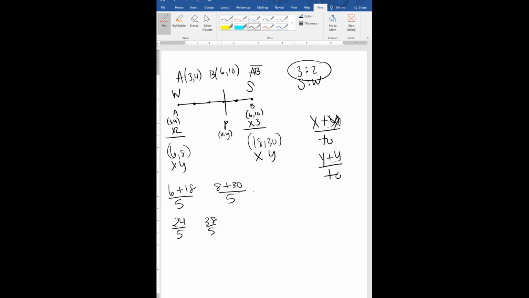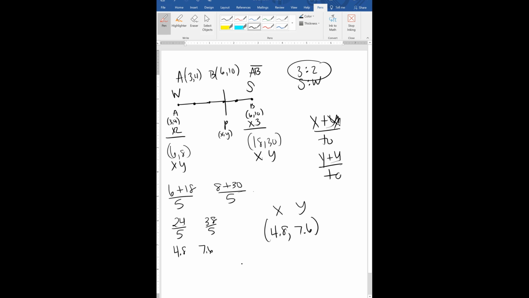It's probably more helpful to find the decimals. So it's this 4.8. If they find the decimals, they can locate things on the graph a little bit easier, but the coordinates would be 4.8 and 7.6. This is the x, this is y.